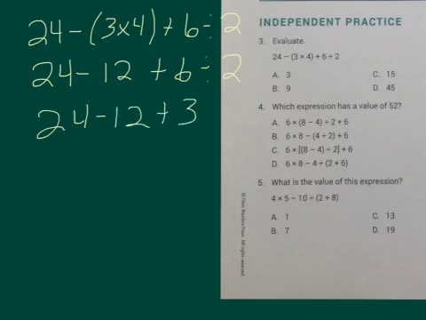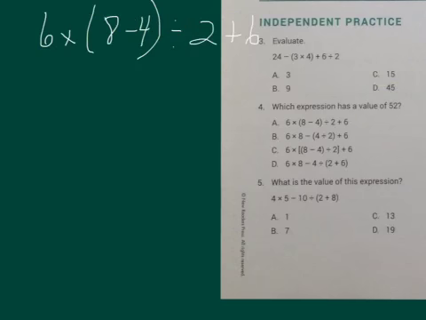Next, we're going to subtract. 24 minus 12 is going to give us 12. And we're going to say plus 3, and that is going to equal 15. So we know that number 3 is going to be C. And number 4 says, which expression has a value of 52? That means we're going to have to work out each expression.